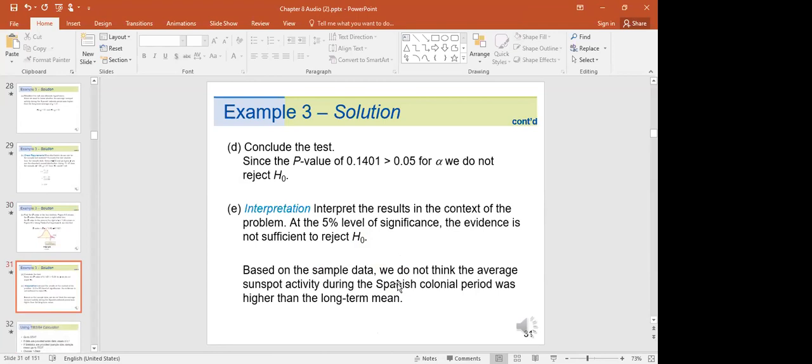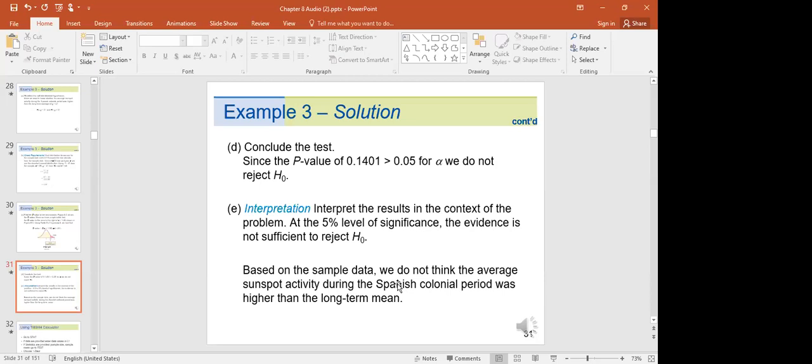So here p equals 0.14, which is greater than 0.05. So we do not reject H0. We do not reject H0 because p is greater than alpha. So that means at this level of significance, there is not enough evidence to support the claim that the mean, we do not think that the average sunspot activity during the Spanish colonial period was higher than the long-term mean.